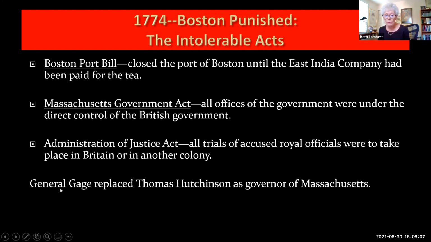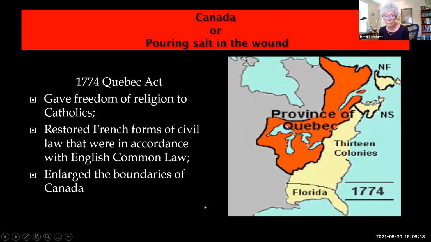The military, General Gage, replaced Thomas Hutchinson as governor of Massachusetts. So you have the governor or the government becoming military. Pouring salt on the wound.